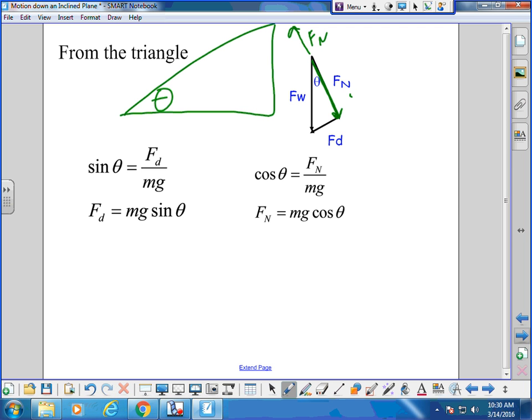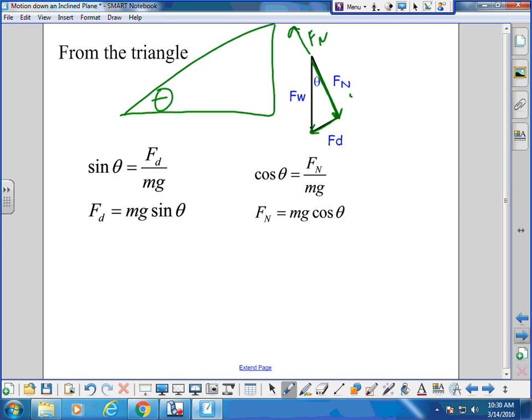But again, it's really the component of gravity that acts opposite to the normal force. And then this Fd is the actual force that pulls it down the plane. Okay, I've done setting up all the blocks.